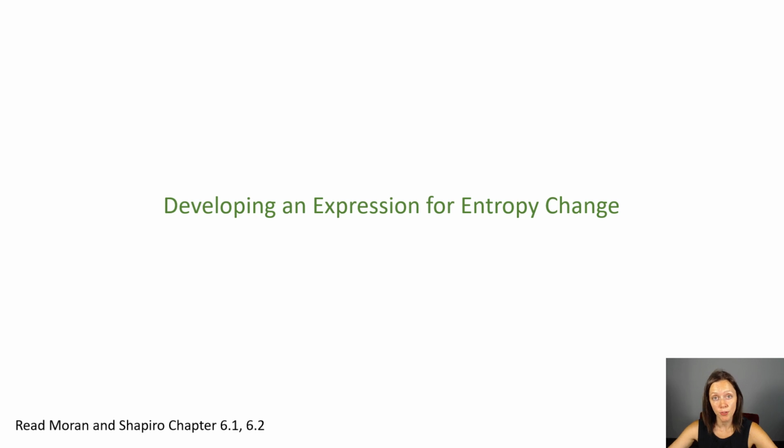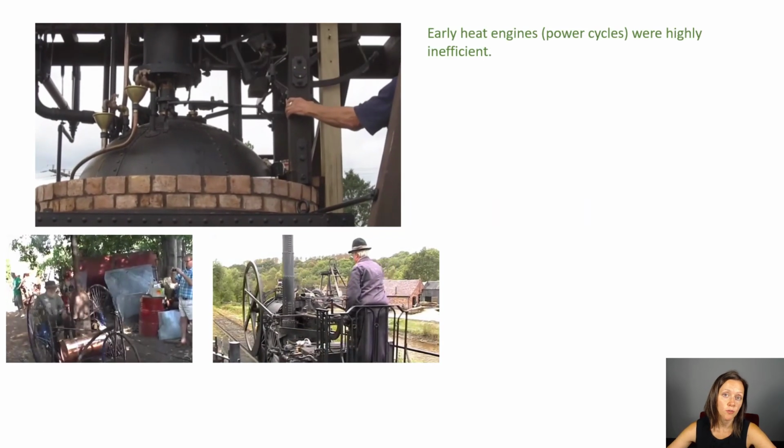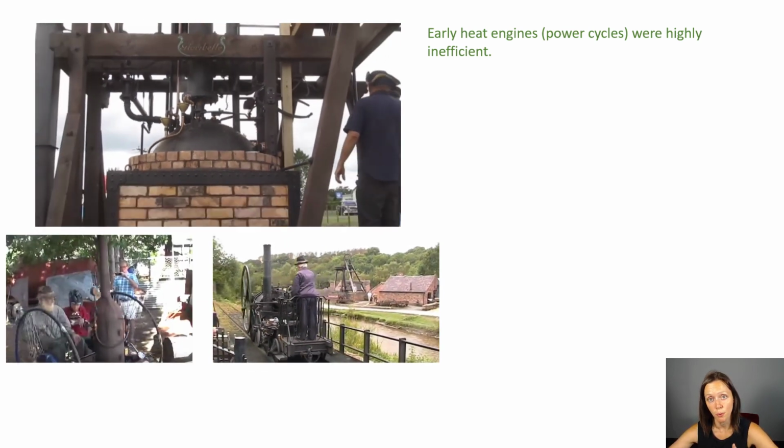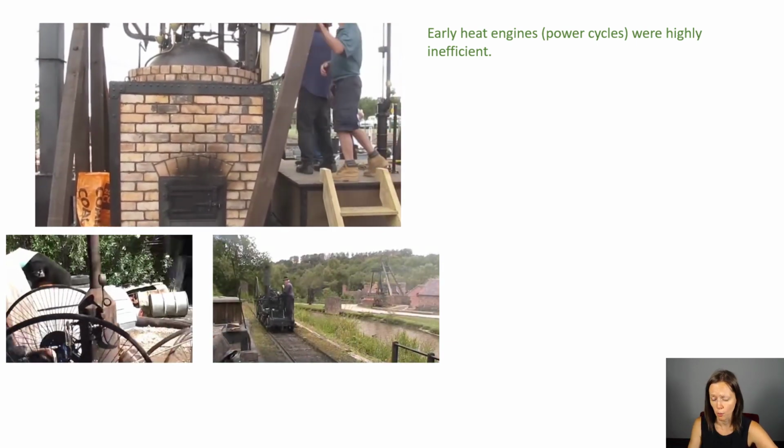In this segment, we're going to develop an expression for entropy change. Before we go too far, I want to talk about why we came up with this idea of entropy in the first place. Early heat engines, power cycles, and steam cycles were highly inefficient. For a given amount of heat that you put into the cycle by combustion, you only got a small amount of usable work out of it.